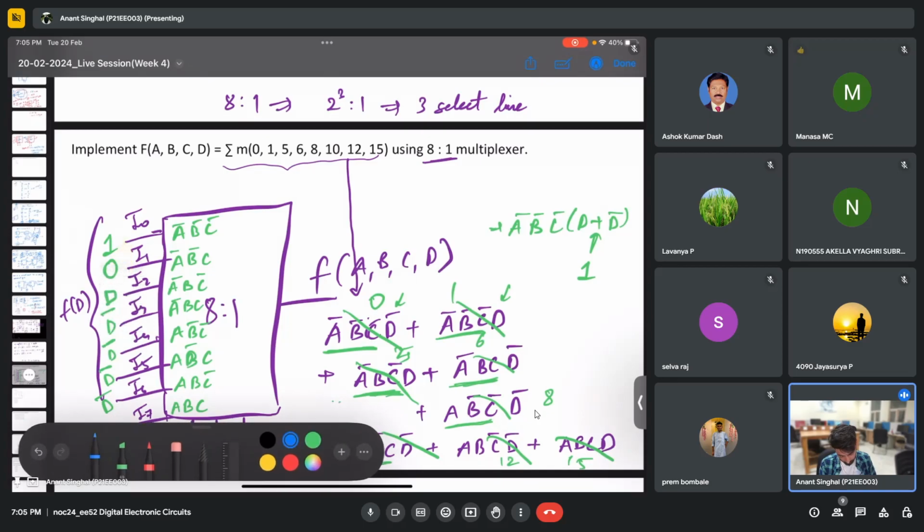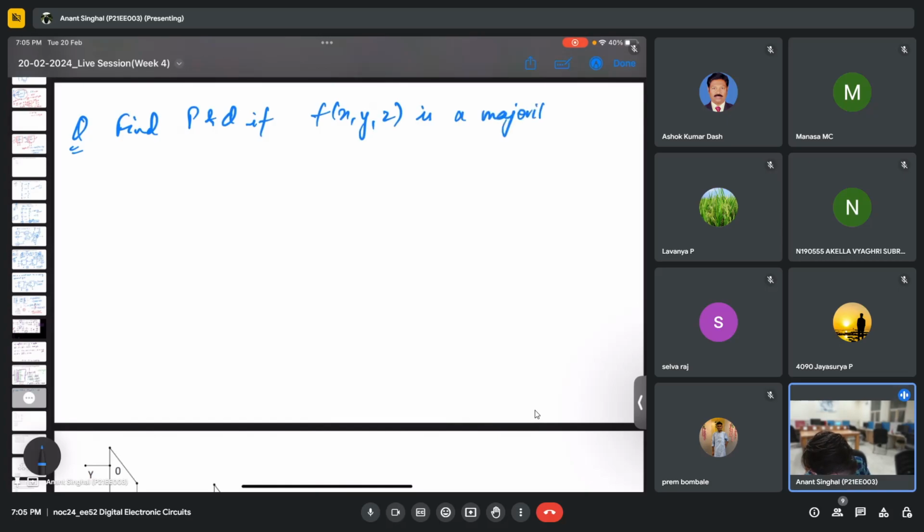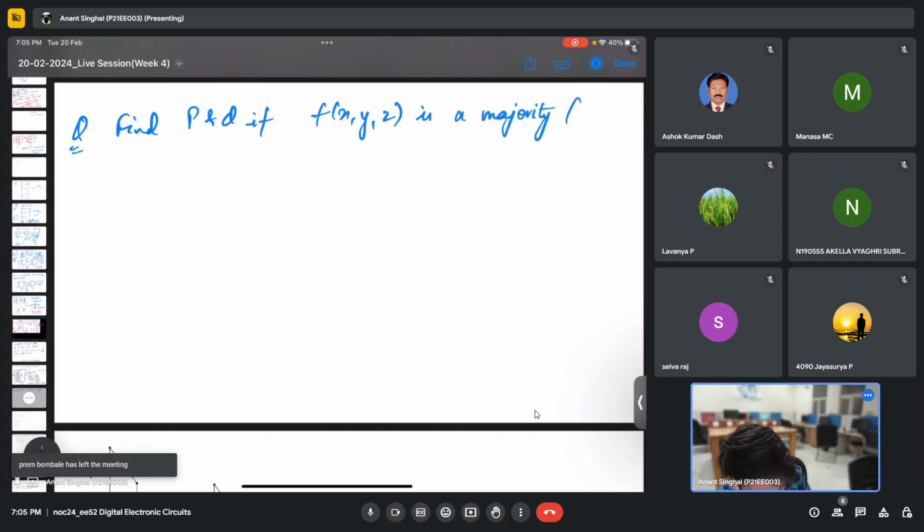Let me try to give you a similar question. So let's say the question is you need to find P and Q if XYZ is a majority function. I hope you remember I told you what a majority function is, or a majority gate function. There can be two names. So you need to remember it first of all, what it is, and then you need to calculate.